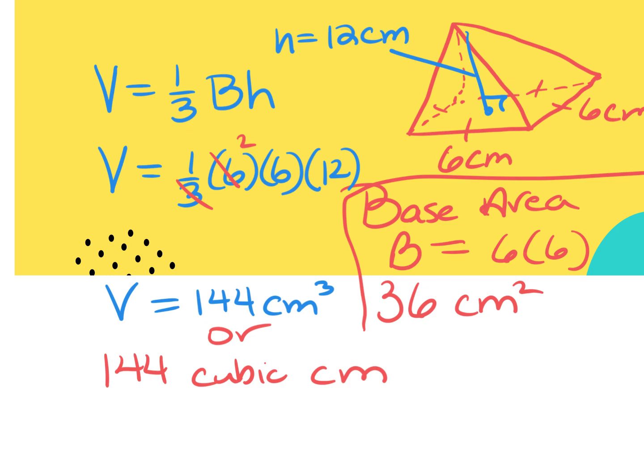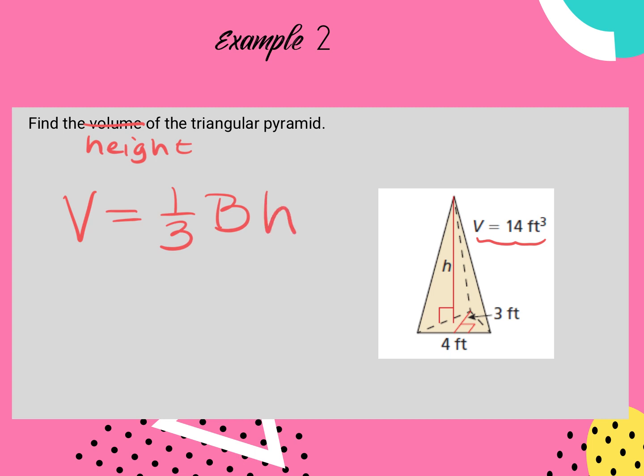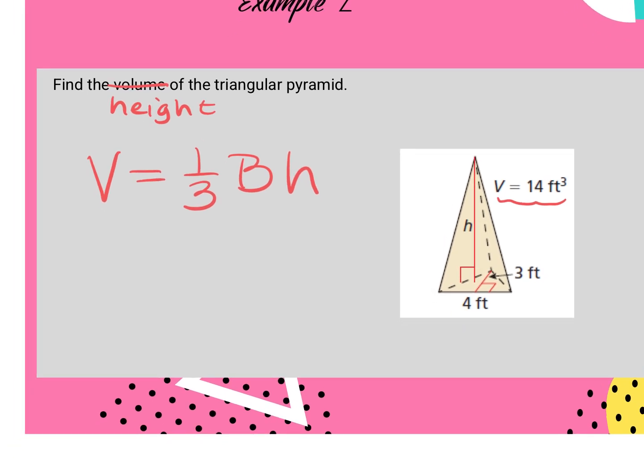So either way. So for this one, again, it wants us, all right, this is a typo. Notice they gave us the volume. So what we're finding here is the height of the triangular pyramid. So again, here's my formula. It's the 1/3 area of the base times the height. This is what I'm solving for. So my base shape, notice over here, is a triangle.